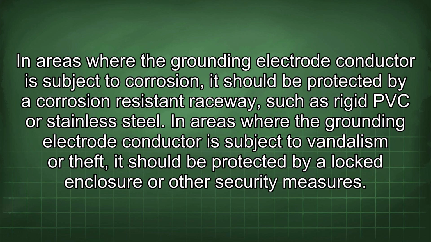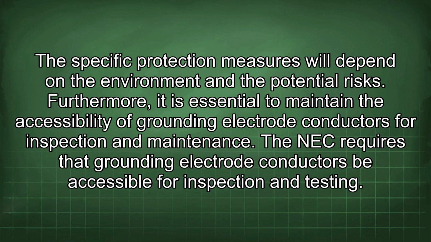In areas where the grounding electrode conductor is subject to corrosion, it should be protected by corrosion-resistant raceway, such as rigid PVC or stainless steel. In areas where the grounding electrode conductor is subject to vandalism or theft, it should be protected by a locked enclosure or other security measures. The specific protection measures will depend on the environment and the potential risks.